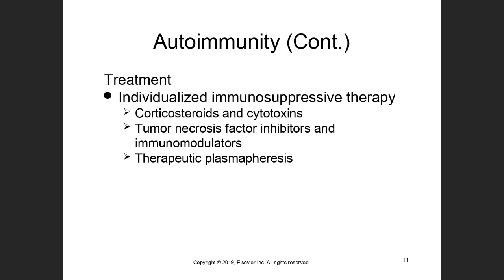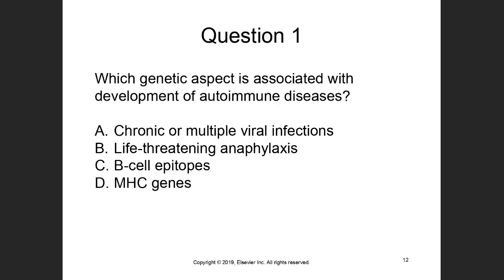Then we have the treatment: individualized immunosuppressive therapy. That treatment is not only for when you have a problem with the immune system, but also when you have any transplant in your body. Remember that when you have a transplant, your body recognizes that graft as foreign. So we have to put the immune system down so that we don't have any reactions.